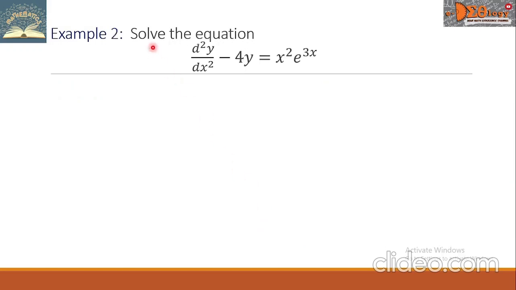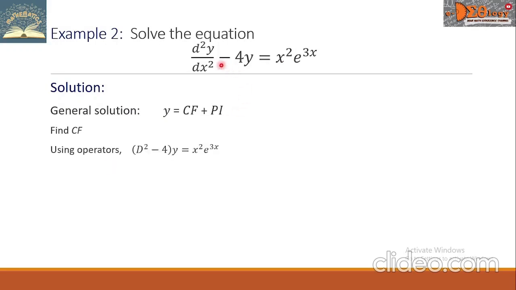Example 2. Solve the equation, the second derivative of y with respect to x minus 4y equals x squared times e raised to 3x. In this example, the function v is this x squared. The general solution is y equals CF plus PI. Let us find the CF.